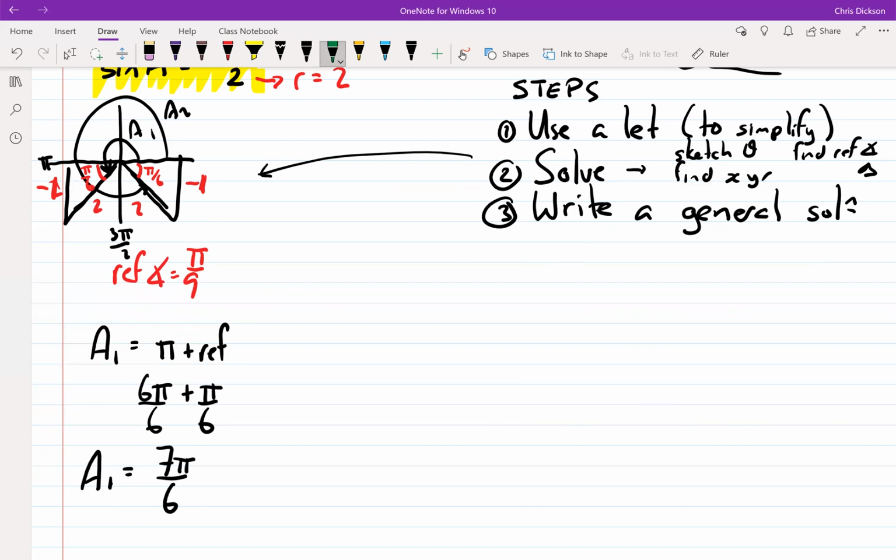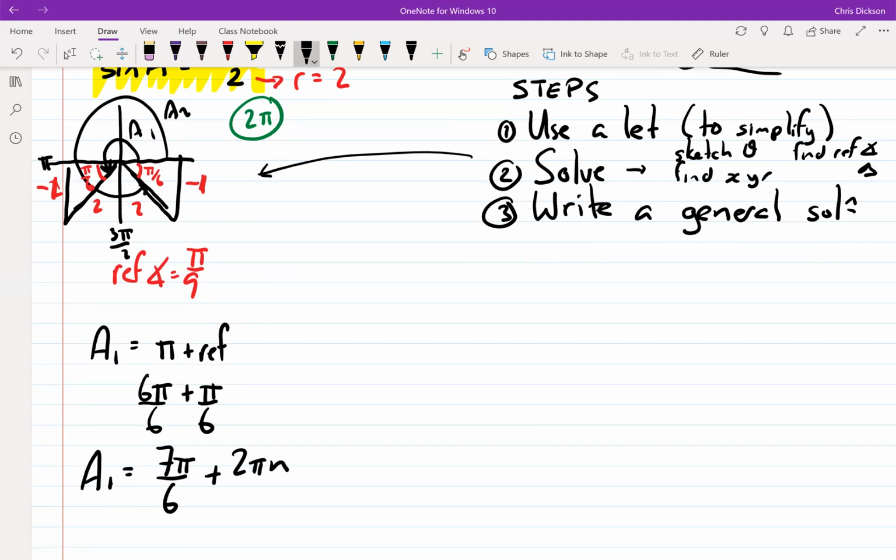Now notice that for angle A, its period is actually 2 pi. It's the original period, because I switched it here. So what I'm going to say is angle A, a general solution would be 7 pi over 6 plus the period, which would be plus 2 pi n.